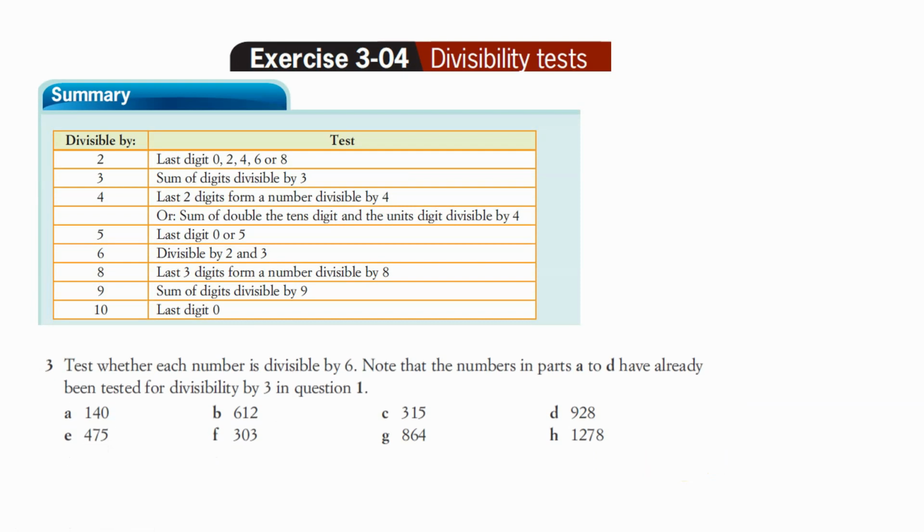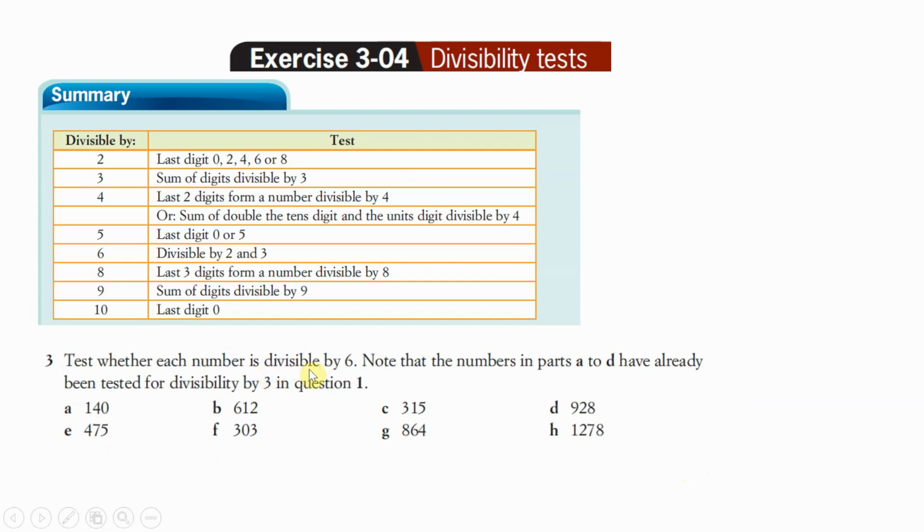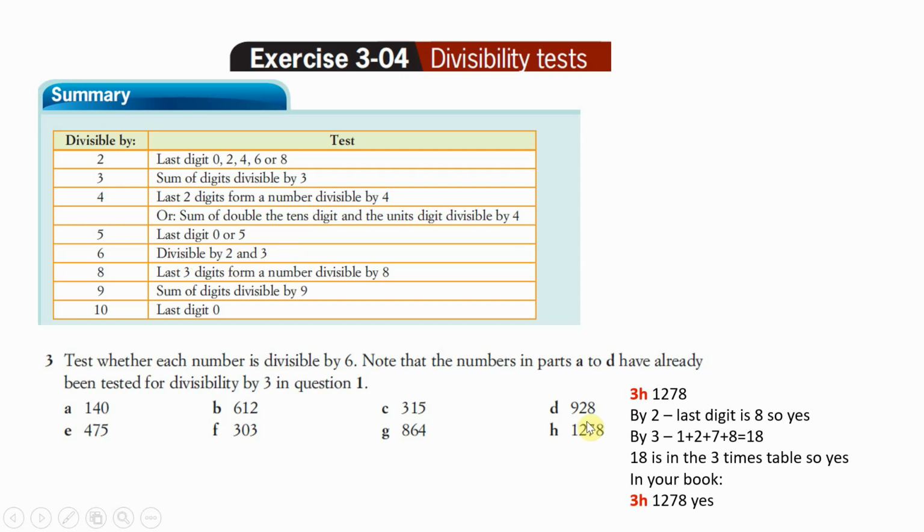Let's have a look at question 3. Test to see whether each number is divisible by 6. Now I have a look here. We see that for divisible by 6 we've got to do 2 tests: divisible by 2 and divisible by 3. So I picked the last one again, 1278. We're going to do the divisible by 2 test first. Divisible by 2, the last digit's got to be 0, 2, 4, 6 or 8. And we've got an 8. So yes, this number is divisible by 2. That's our first part.